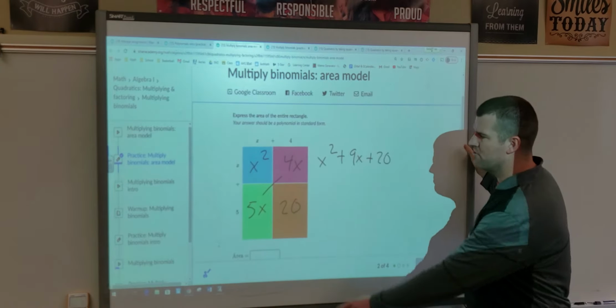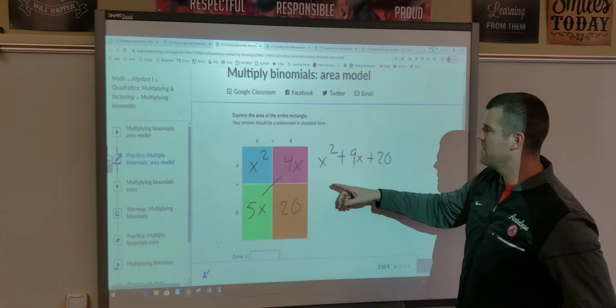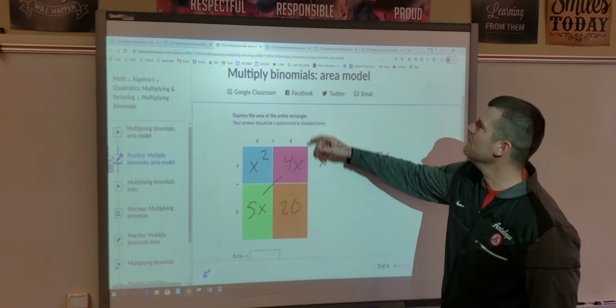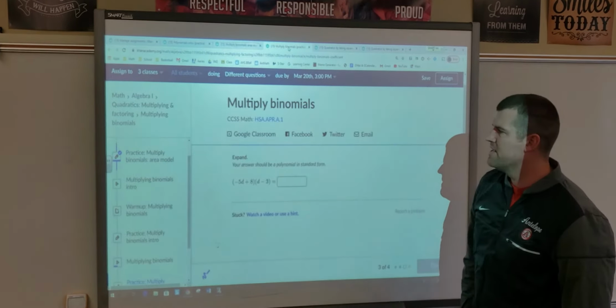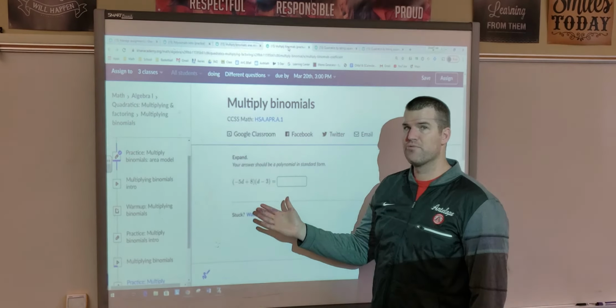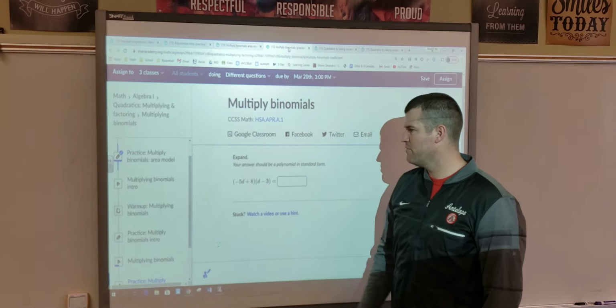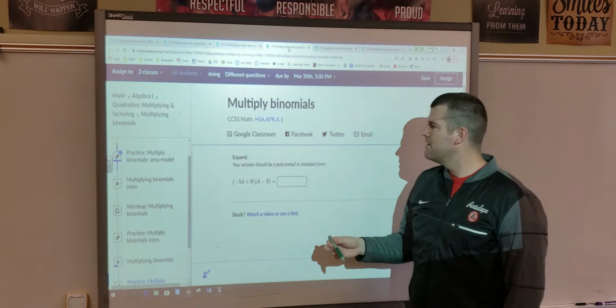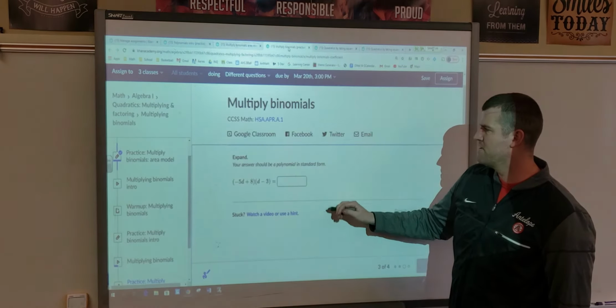So to type that in, you go down to where it says area, and you type in x squared plus 9x plus 20. The next type is the area box without the area box. So this is the way we did it in class. We have a binomial times a binomial, and we taught that we're going to do that using a box.